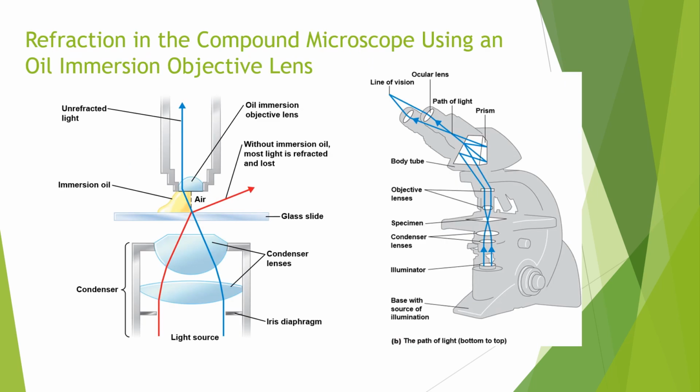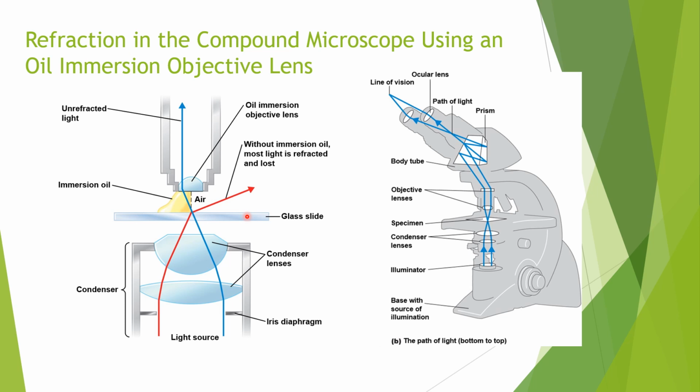Let me show you right here to explain what happens. Here's the slide, and the slide is going to have the specimen on it. Down here you have your condenser and your iris diaphragm. This is the objective lens, the oil immersion lens, the 100x objective. This image shows you what happens when you place oil versus when you do not place oil. Where do we place the oil, by the way? You place it on the slide.